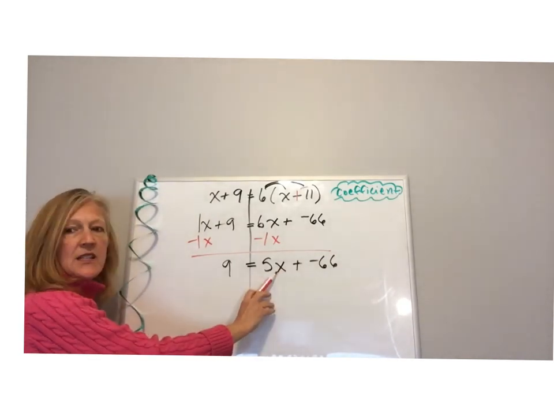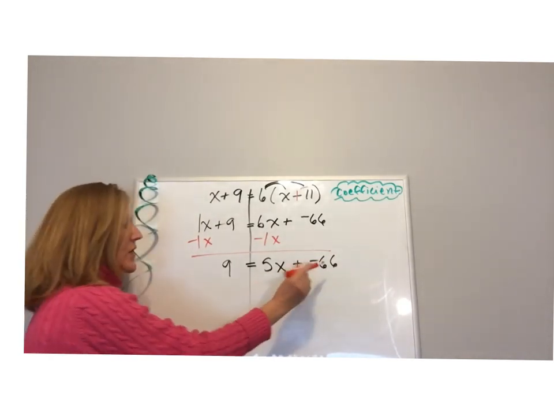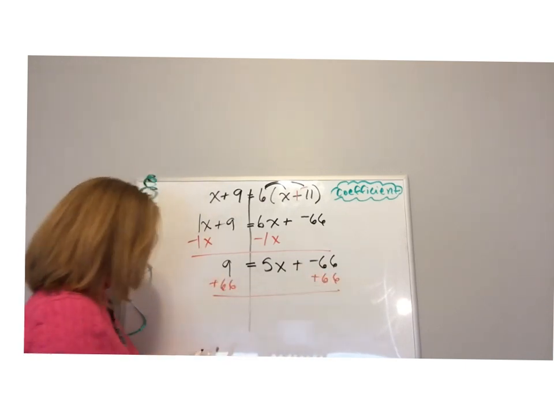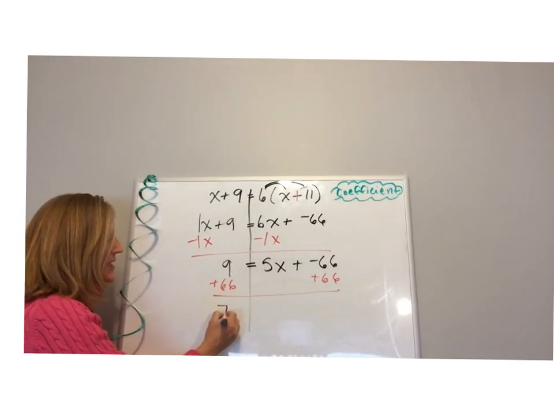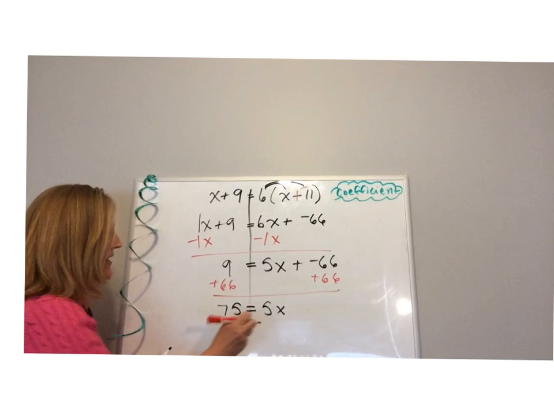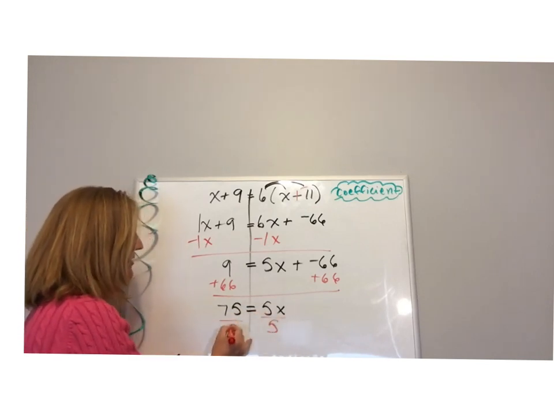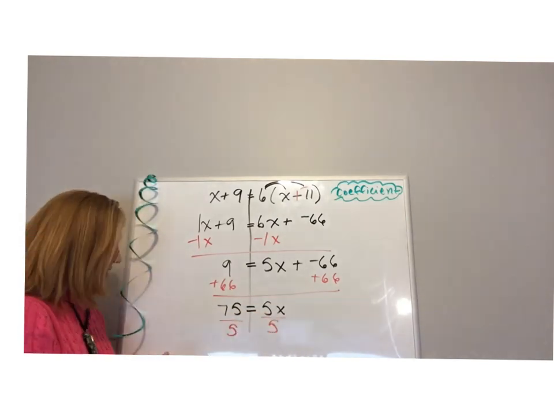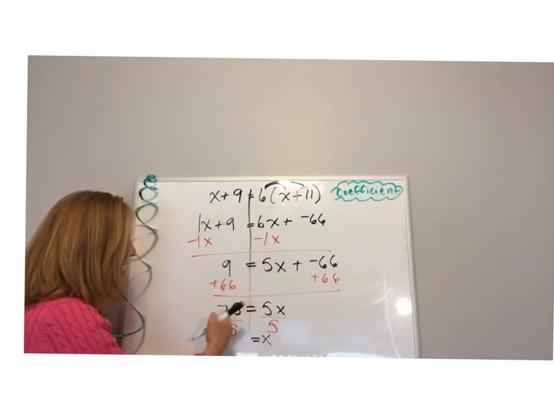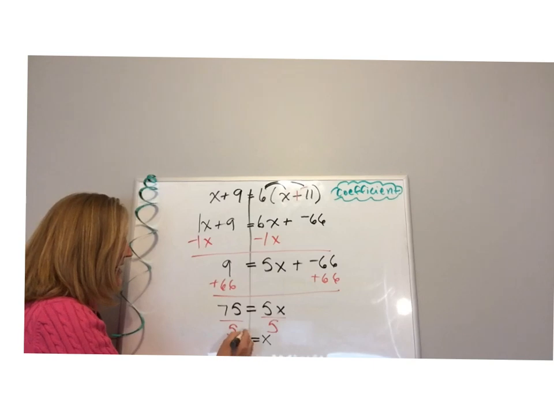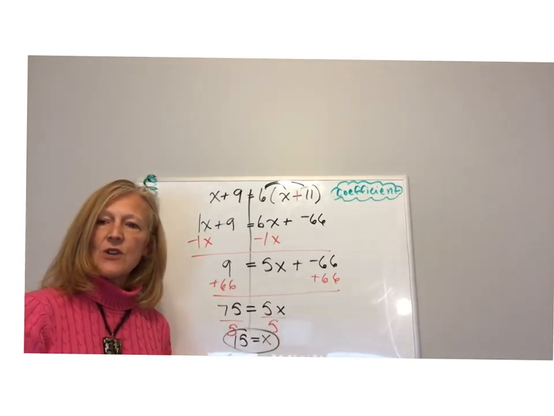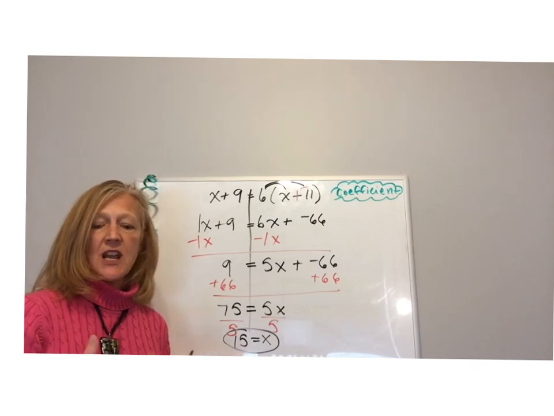Now to get the x by itself, I need to get rid of what's added or subtracted. So I'm going to add 66 to both sides. Okay, 9 plus 66 is 75 equals 5x. And my final step is to divide both sides by 5. Divide it into 5 groups, basically. So each of these groups, there's 1x here, equals 15 in each group. x equals 15.